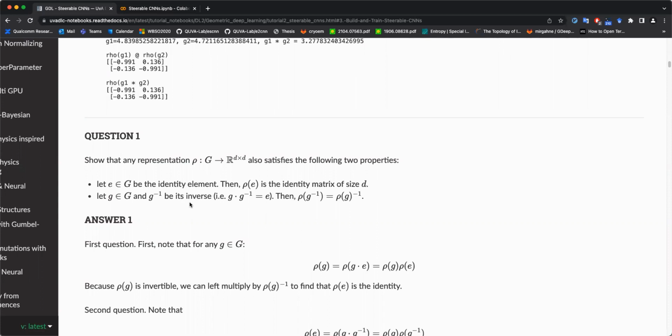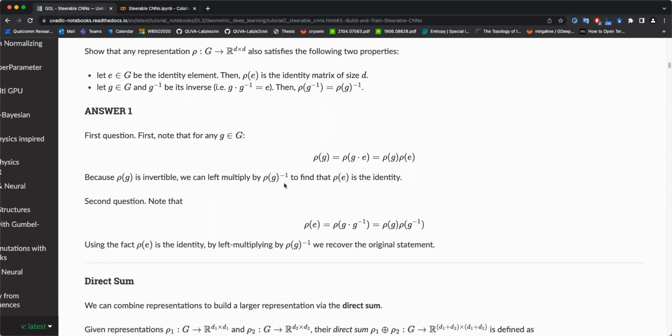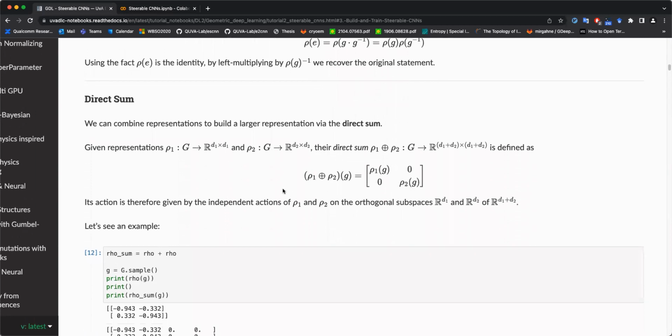But basically, by the definition of a representation, it must be the case that the representation of the identity element is the identity matrix. You can try to think about that, but this kind of makes sense. And that the representation of the inverse of a group element is equal to the inverse of the representation. So essentially this representation map also commutes with the inversion of the group elements. So you can verify this yourself at home.